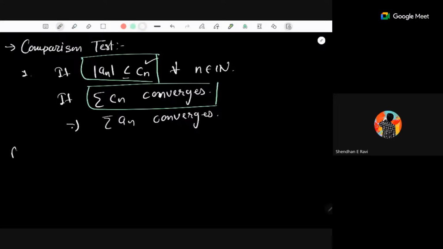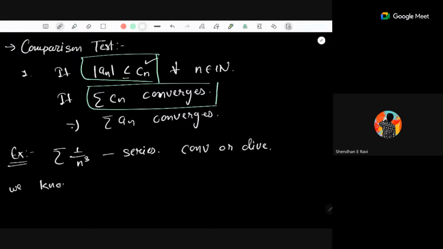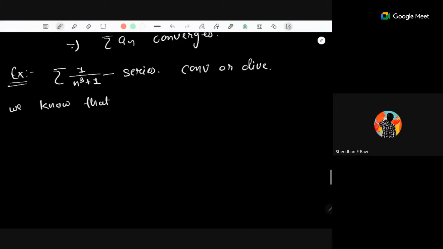So I would like to take one example here. What can we say about summation 1 by n to the power 3, this series? Is it convergence or divergence? Okay, so here we will try to use a comparison test. So we know that, or else what can we do? We will have series 1 by n cube plus 1. Okay, because here we will use the 1 by n to the power p type of series.